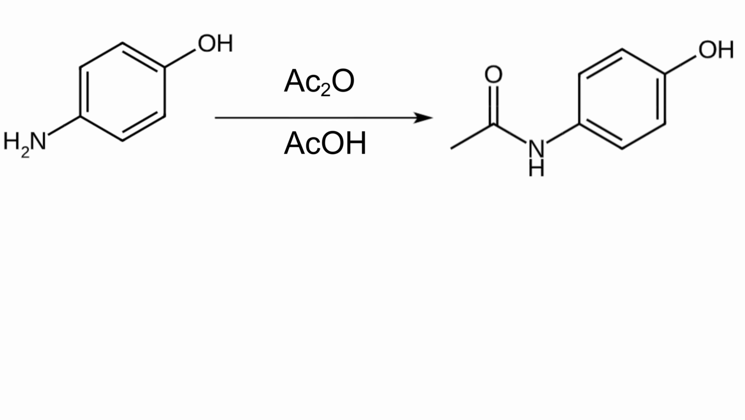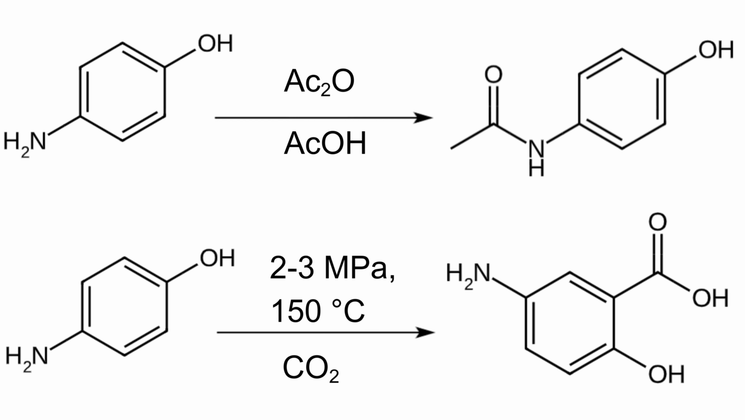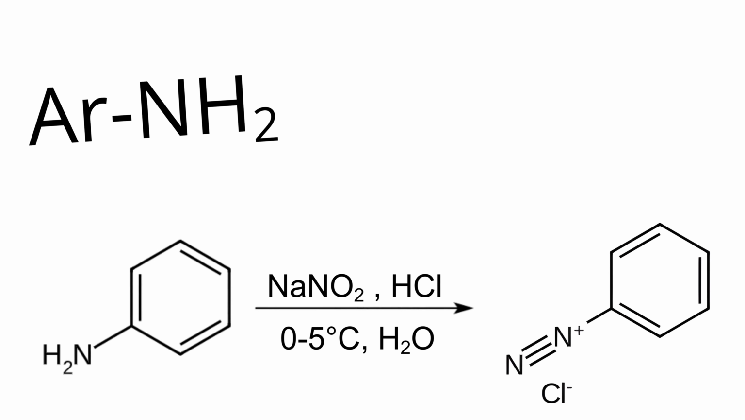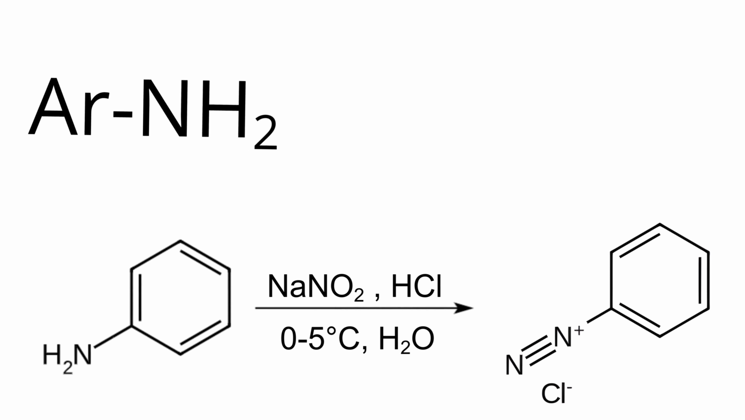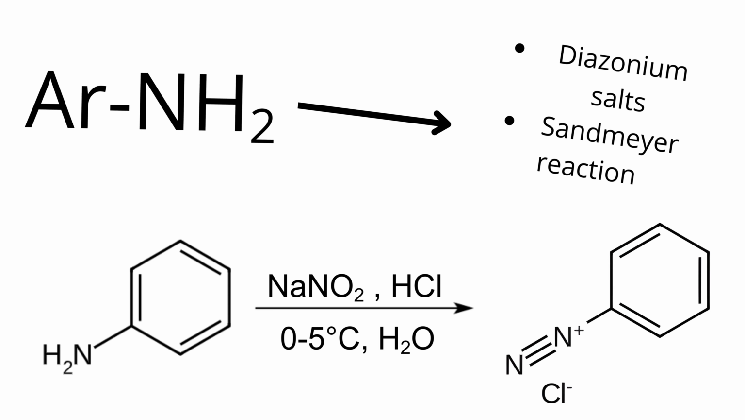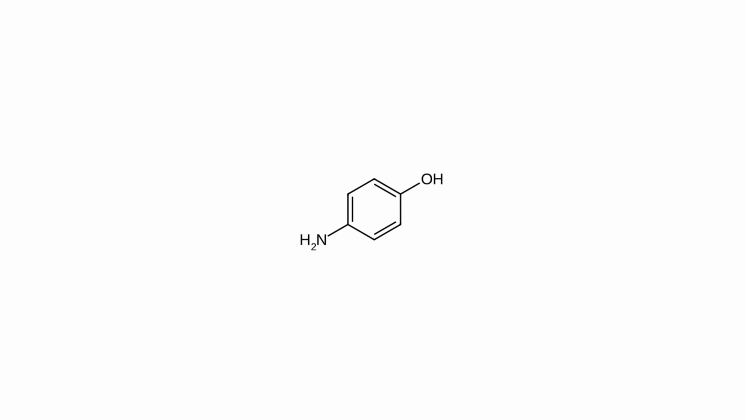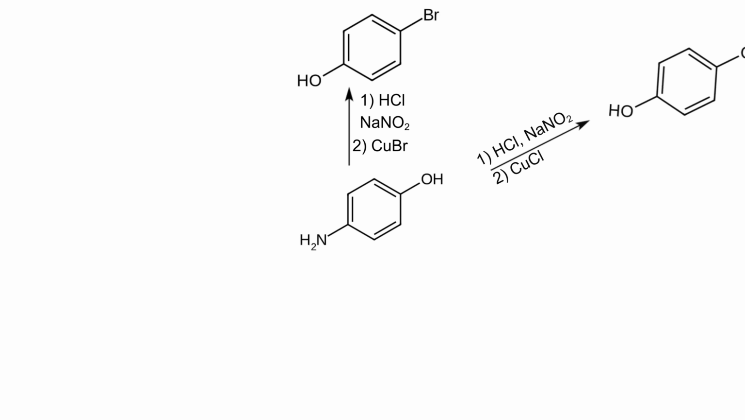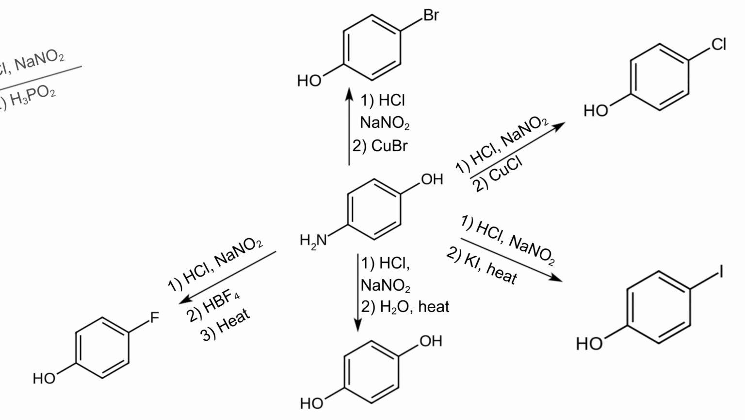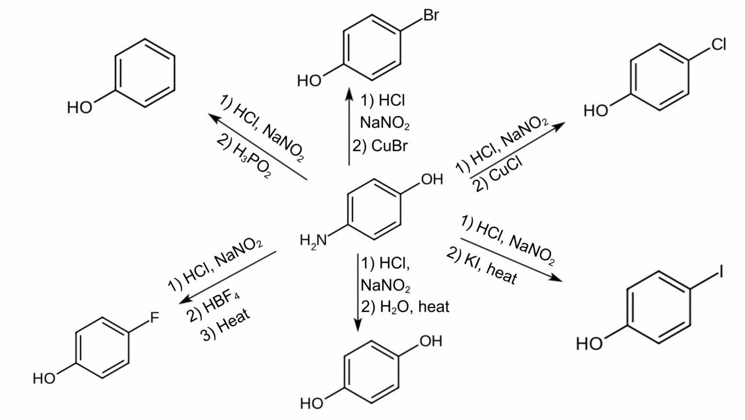You can synthesize paracetamol or mesalazine, both pharmaceutical products. Also, para-aminophenol is a primary aromatic amine, so you can basically synthesize diazonium salts using sodium nitrite in acidic conditions at low temperatures. And these diazonium salts are useful for the Sandmeyer reaction. By diazotization of para-aminophenol, you can get para-bromophenol, para-chlorophenol, para-iodophenol, hydroquinone, para-fluorophenol, and even phenol itself, just to mention some.